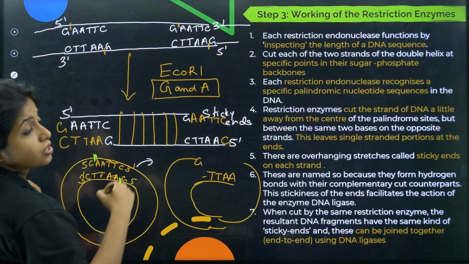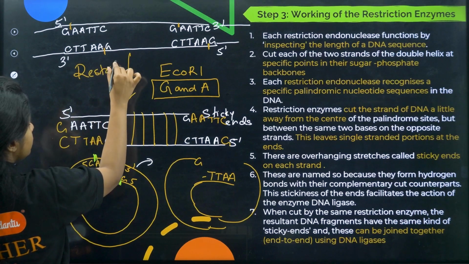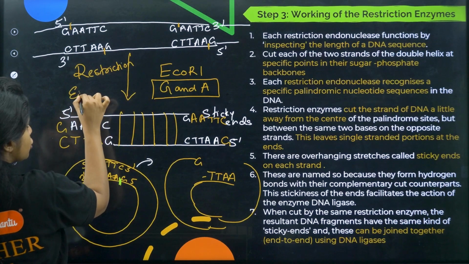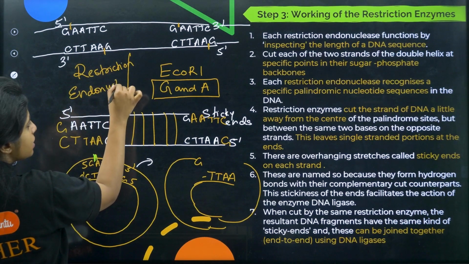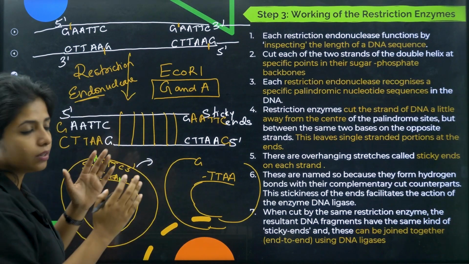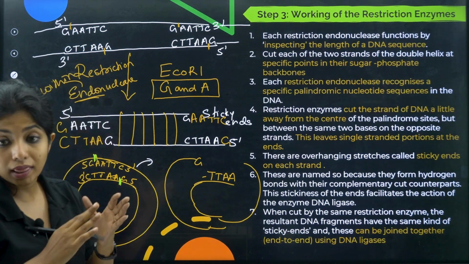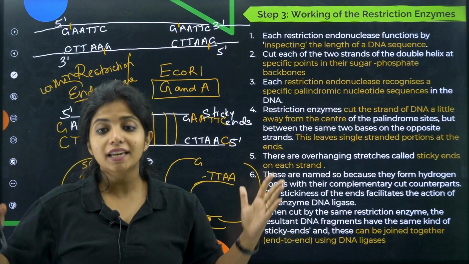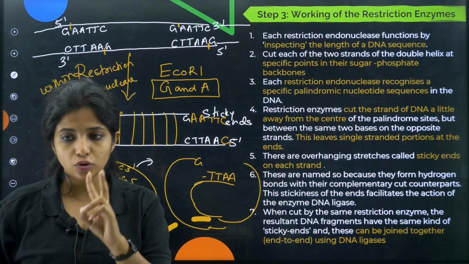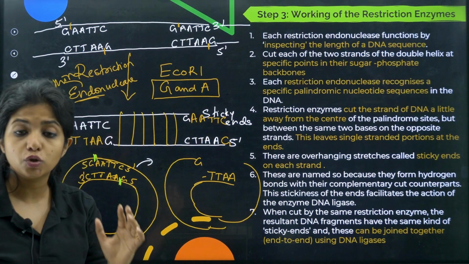So this type of restriction enzyme, I call this a restriction endonuclease. The one that cuts within the DNA, endo as in within, is an endonuclease. One that cuts at the ends of the DNA is an exonuclease. So you have two: one is endonuclease and one that cuts at the end is known as exonuclease.